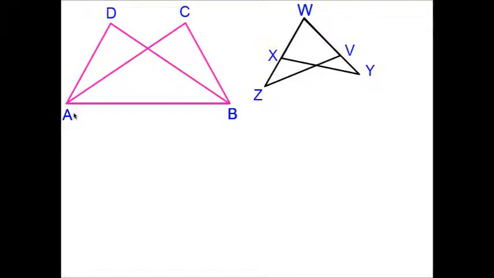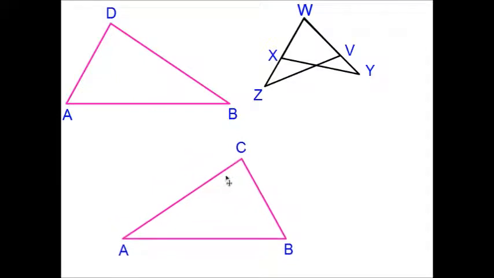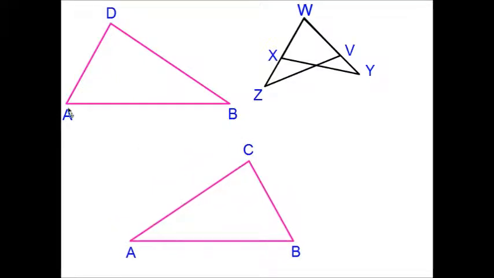When I look at triangle ADB and triangle ABC, they have an overlapping side. I'm going to pull them apart. When I look at them, both bottoms are segment AB. The full segment from A to B is shared, therefore it's reflexive.